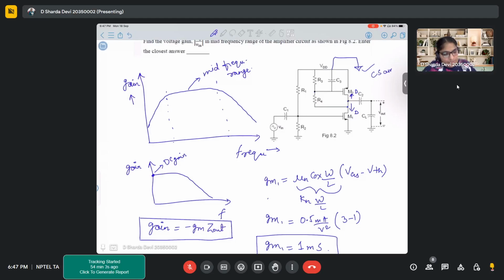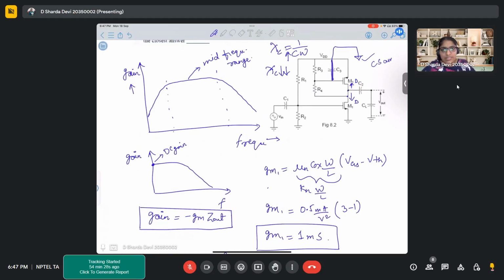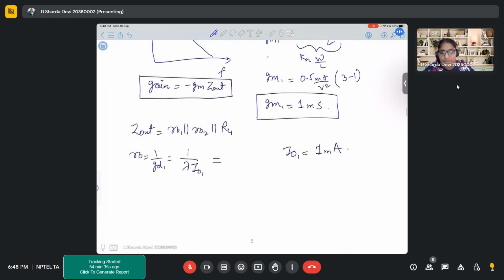So this will actually become short circuit because it will be like 1 by C omega. Your C is high, which makes your impedance very small. So we can consider it short circuit. So we don't have to consider it. So it will be short circuited. Yes, it is already short circuit. So you don't have to consider it, so it's only the R4.